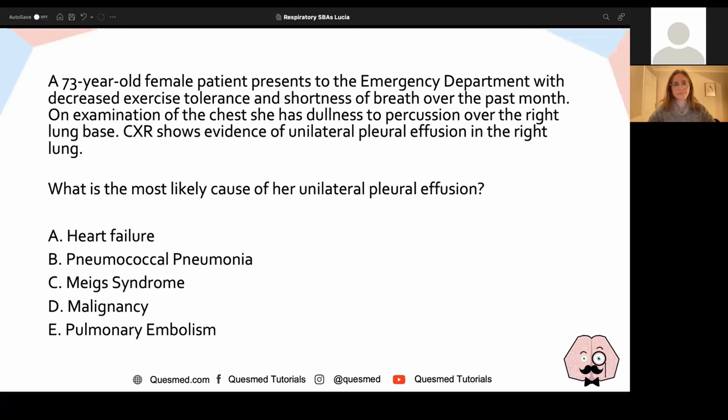Yes, this is really what we talked about earlier. She kind of fits all the criteria for potential of being malignancy, and it's the one thing that you'd have to exclude really in this patient.